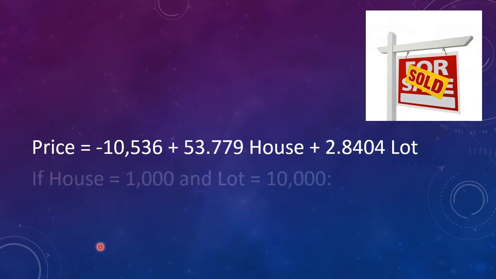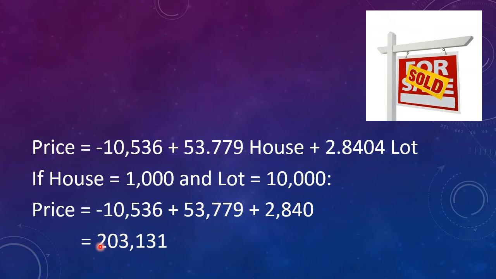Suppose we plug in 1,000 square feet for the house size and 10,000 square feet for the lot size. This gives us $203,131. In our regression model, $203,131 is the conditional mean for the distribution of housing prices for houses that are all 1,000 square feet and sitting on 10,000 square foot lots. That is, if you look only at the houses that are 1,000 square feet with a 10,000 square foot lot, and you calculate the mean price just of those houses instead of all of the houses, you'll find that the mean price is $203,131.